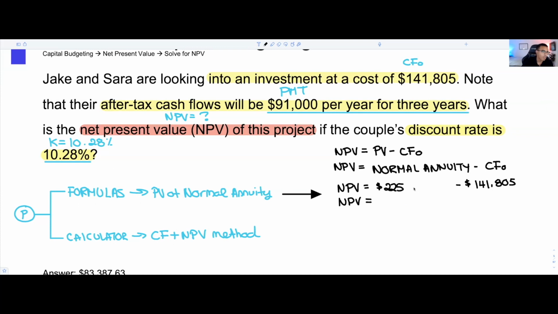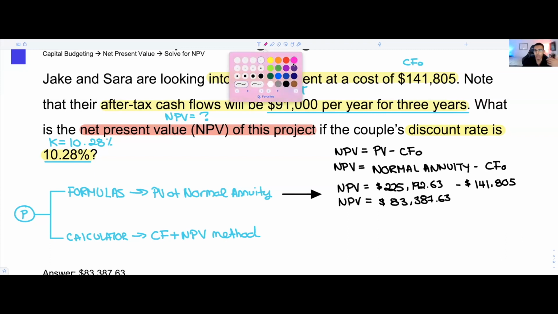You would get 225,192.63. In my model, I put it as a growing annuity. I'm so sorry about that. But now you would get that your NPV is equal to 83,387.63. That's how you'd find the answer through the first method, right? Using the formula. Now, if you're going to use the calculator, it's a walk in the park for these types of questions because it doesn't require any heavy lifting.